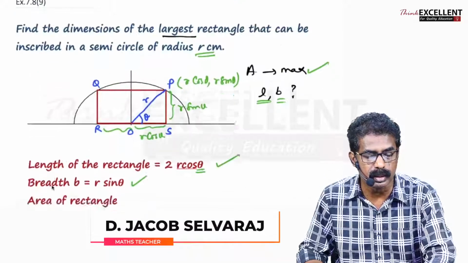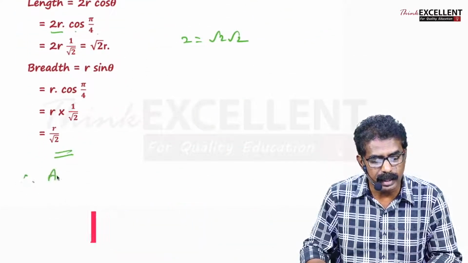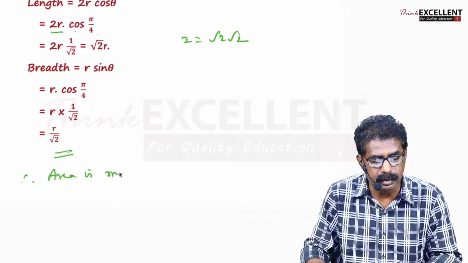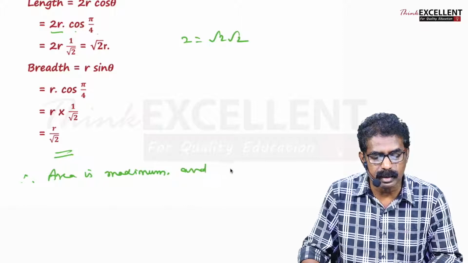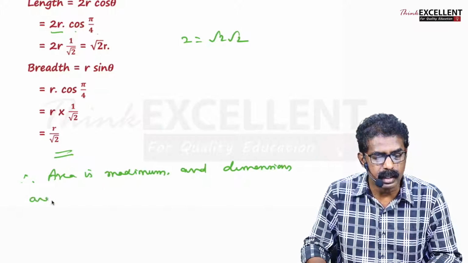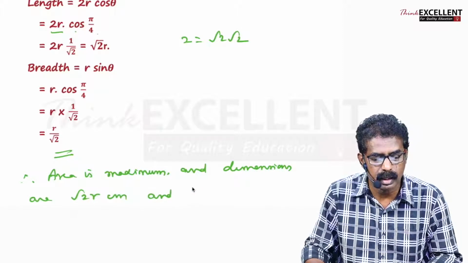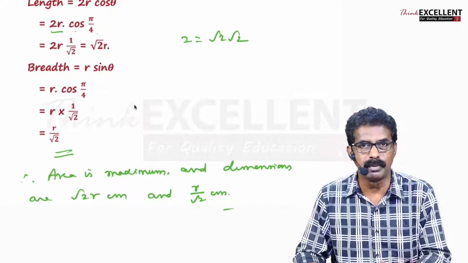So conclusion you can write, therefore area is maximum and the dimensions are root 2 r centimeter and r by root 2 centimeter. Okay. So hope you understood all these things. Like this, few more questions, I'll help you in the next class.